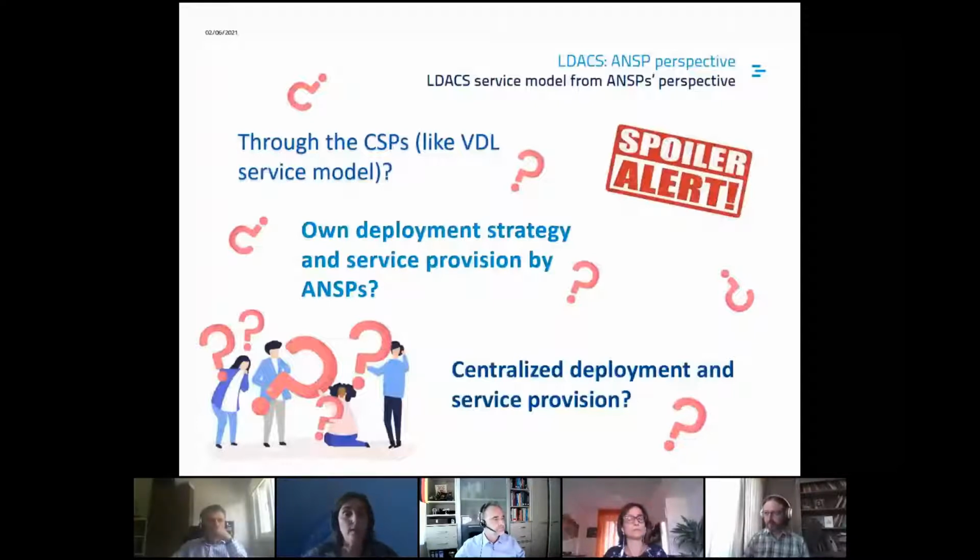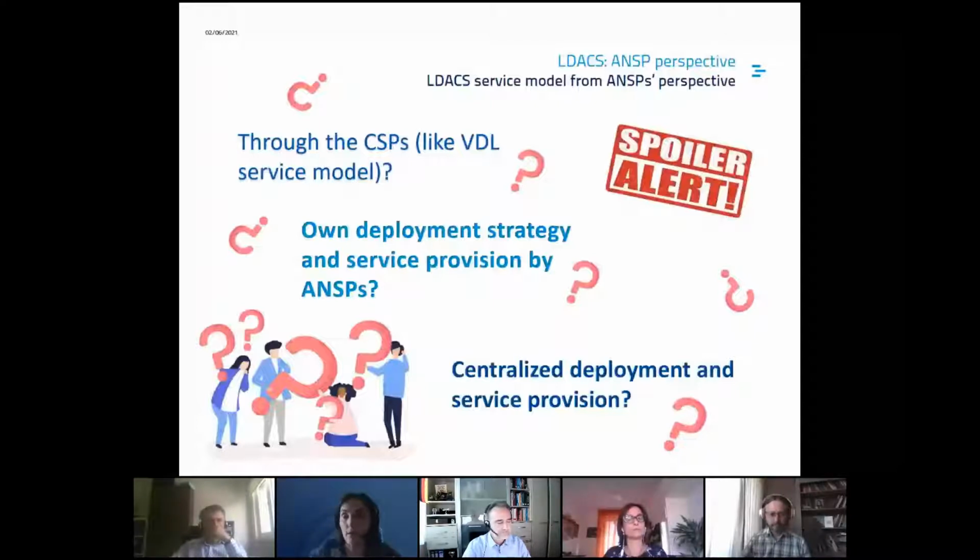Another option will be that the ANSPs will undertake the deployment of the LDACS network. What is the rationale for this option? As I mentioned before, LDACS is not only used for ATC and AOC traffic communications, but also for navigation and surveillance. So it could be one option.